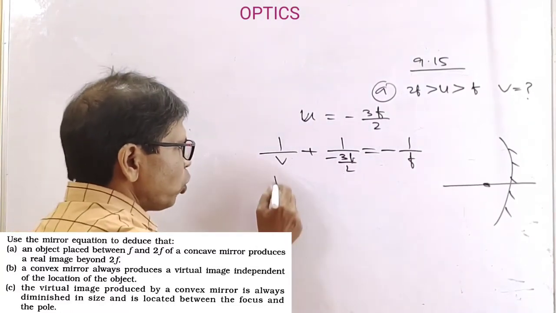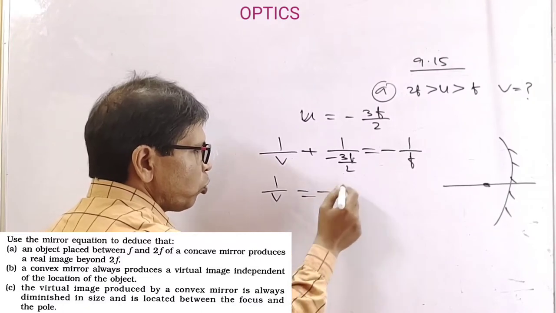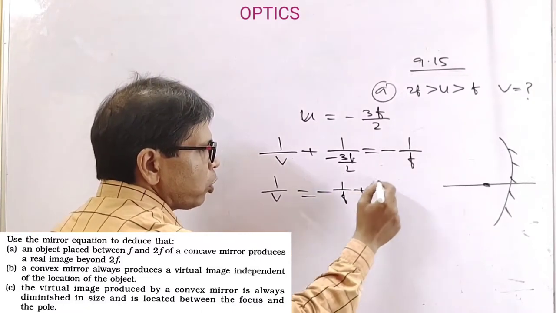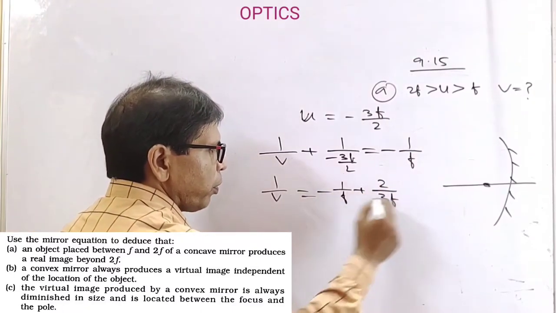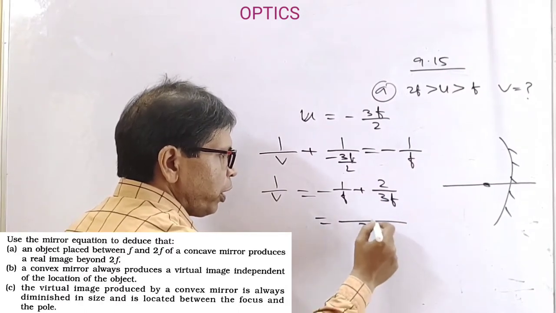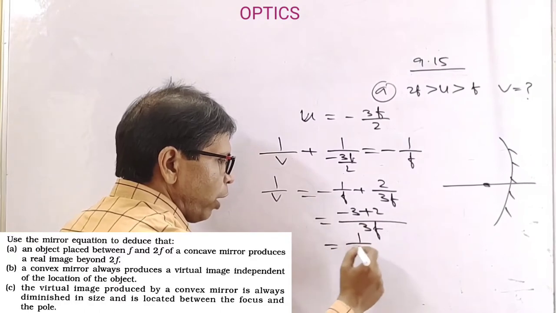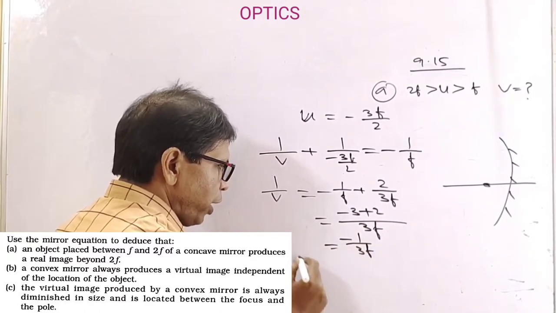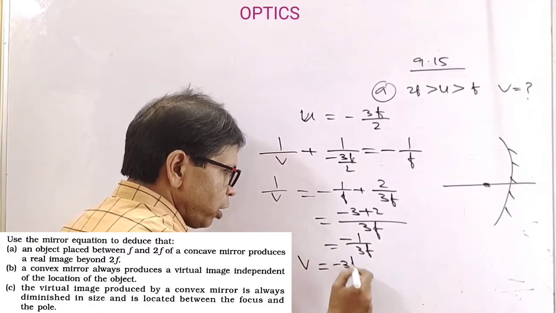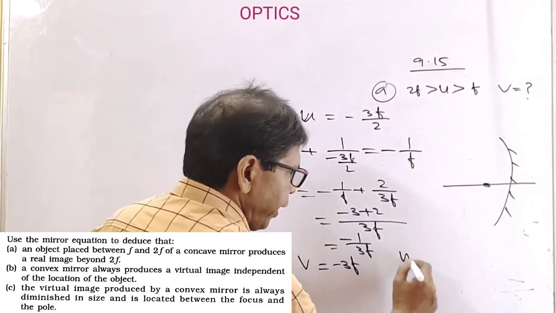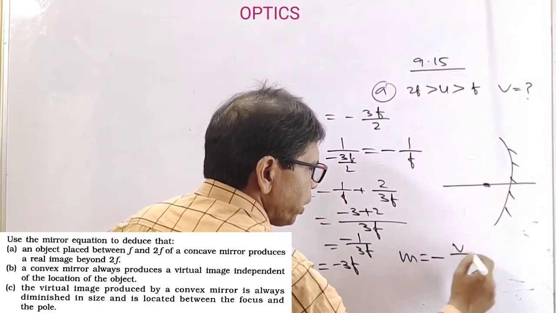So 1 by V equals minus 1 by F plus 2 by 3F. Now the LCM is 3F, and minus 3 plus 2 gives 1 by 3F with a negative sign, so V equals minus 3F. Therefore, M equals minus V by U.